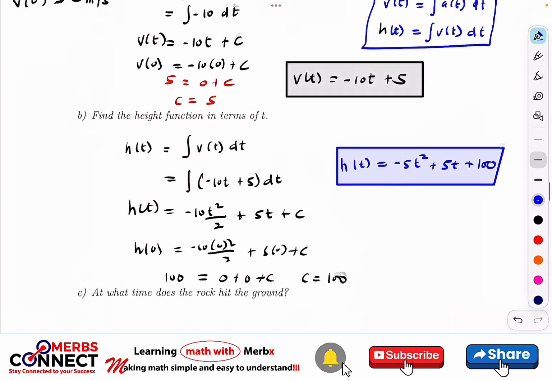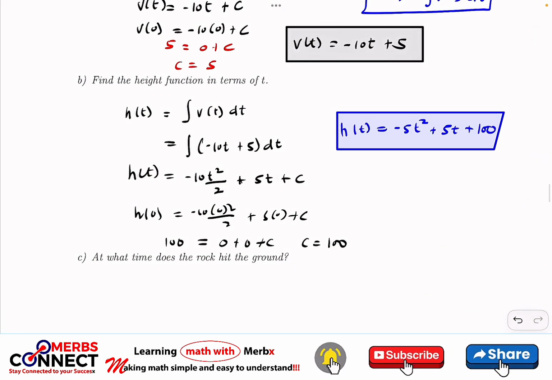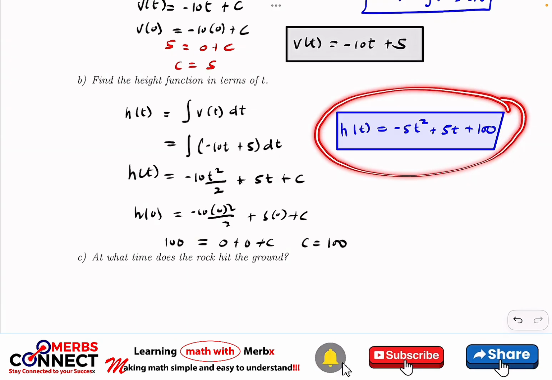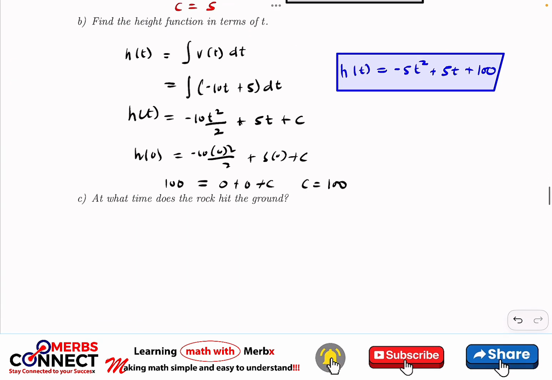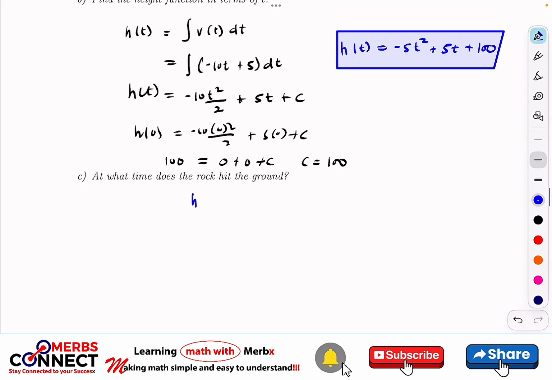And then finally here, we want to find at what time does the rock hit the ground, right? So at what time? So here we are looking at the height. So for the rock to hit the ground, we need to just set this one to 0, and we just solve it. So that is when h of t is equal to 0. So here we are going to have minus 5t squared plus 5t plus 100, which is equal to 0.